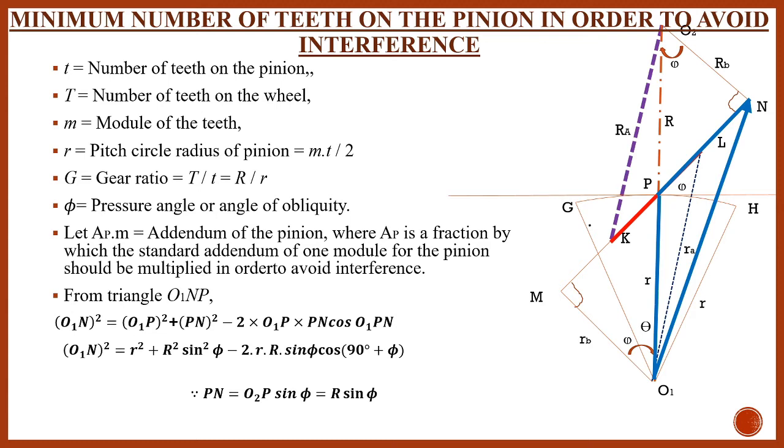First of all, we will consider the notations. Small t and capital T are the number of teeth on the pinion and gear respectively. M is the module, R is the pitch circle radius, G is the gear ratio, which is capital T upon small t, and phi is the pressure angle. Again, there is one term, AP into M. Every time while mentioning the addendum of any gear, it is mentioned in terms of module, and that fraction multiplied by the module is referred to as AP.